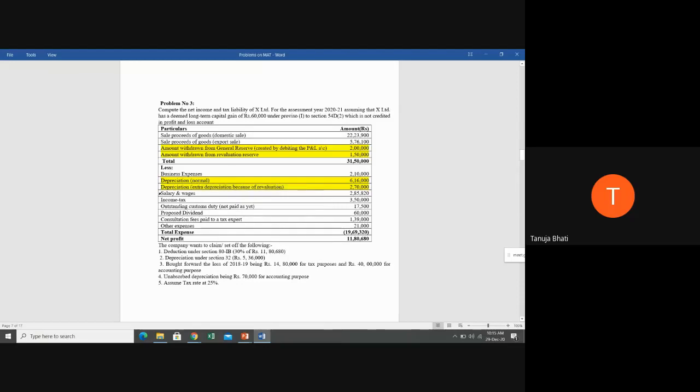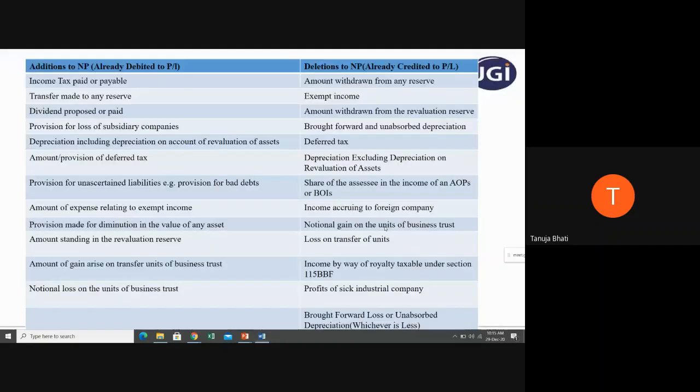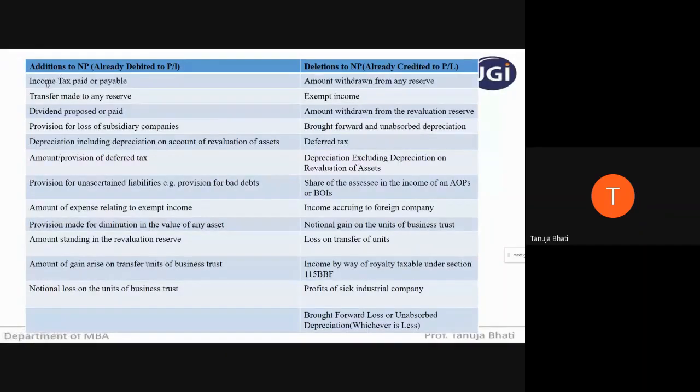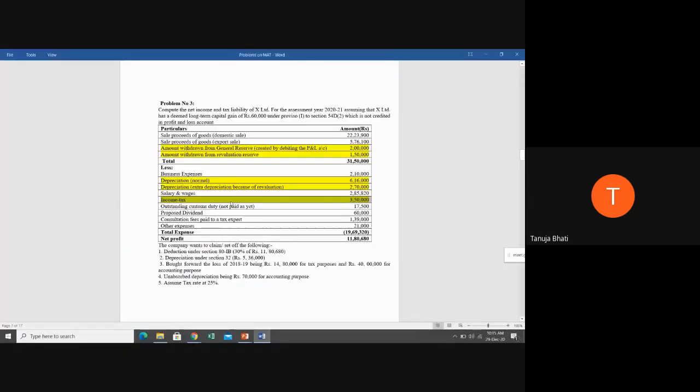Next, salary and wages. Salary and wages is not in our additions and deletions list. Therefore, we are not going to consider it. Next, income tax of 3,50,000. Now, income tax of 3,50,000 is there in the addition list. If you see the list, the first point on the left hand side is income tax paid or payable. So income tax has to be added to the net profit in order to get the book profit.